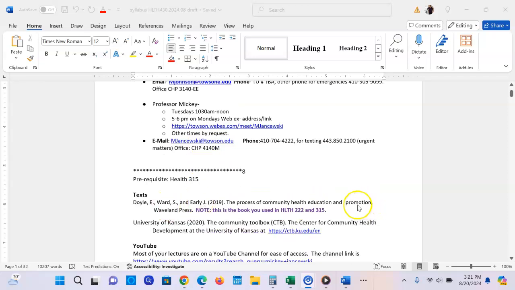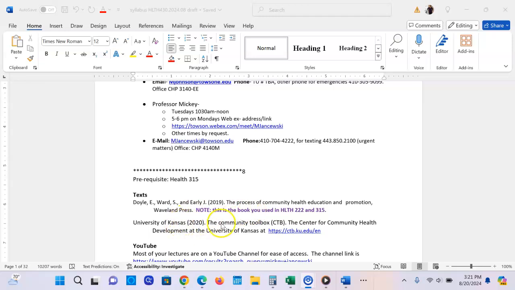These are the books that are required. Sometimes students choose not to buy a book. This first book you may have used in Health 222 and Health 315. So if you have it, you don't have to buy it again. If you choose not to buy the book, it's going to hurt your grades because the reading assignments are on all of the material that you need.